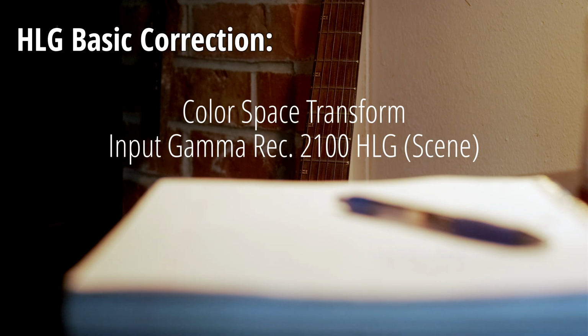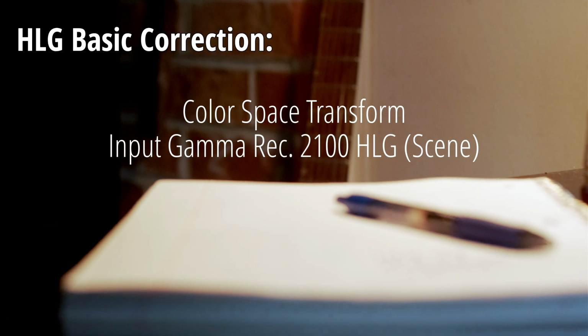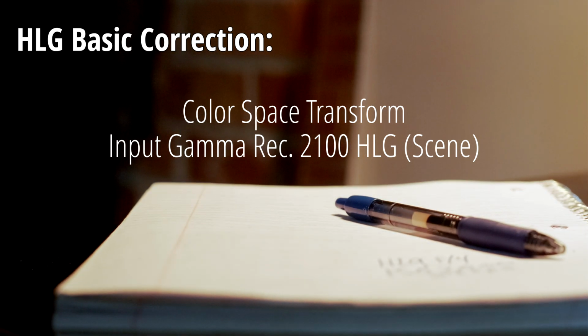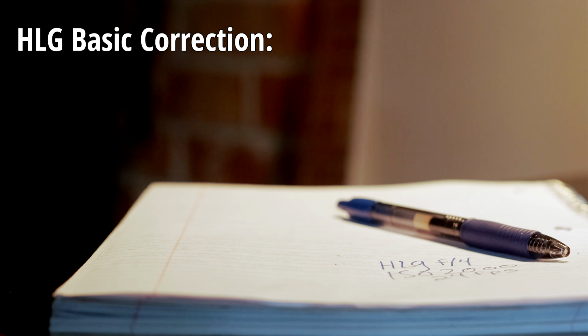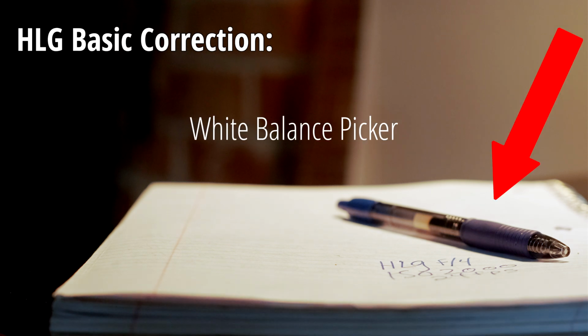For basic corrections, I used the color space transform node in DaVinci Resolve. The input gamma was set to Rec 2100 HLG scene. The whole video is rendered out in Rec 709. I used the picker to get my white balance where the arrow was pointing. I picked the same spot for white balance in all of the test shots in this video.